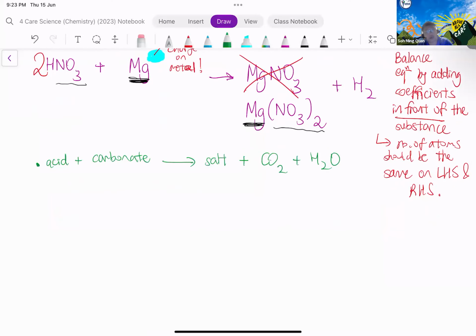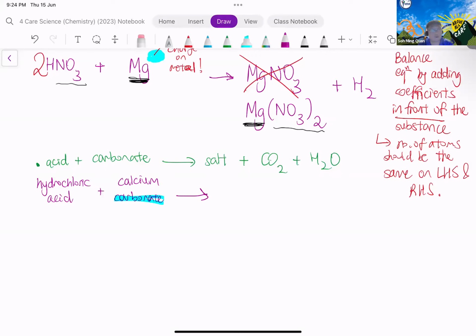All right. So another example, hydrochloric acid plus calcium carbonate. So how do I know it's a carbonate? How do I know calcium carbonate is a carbonate and not a metal anymore? I recognize the word carbonate. The moment I see the word carbonate, I know, okay, it's a carbonate. It's not a metal. Therefore, I need to know, okay, this is acid plus carbonate. It produces salt, carbon dioxide, and water.